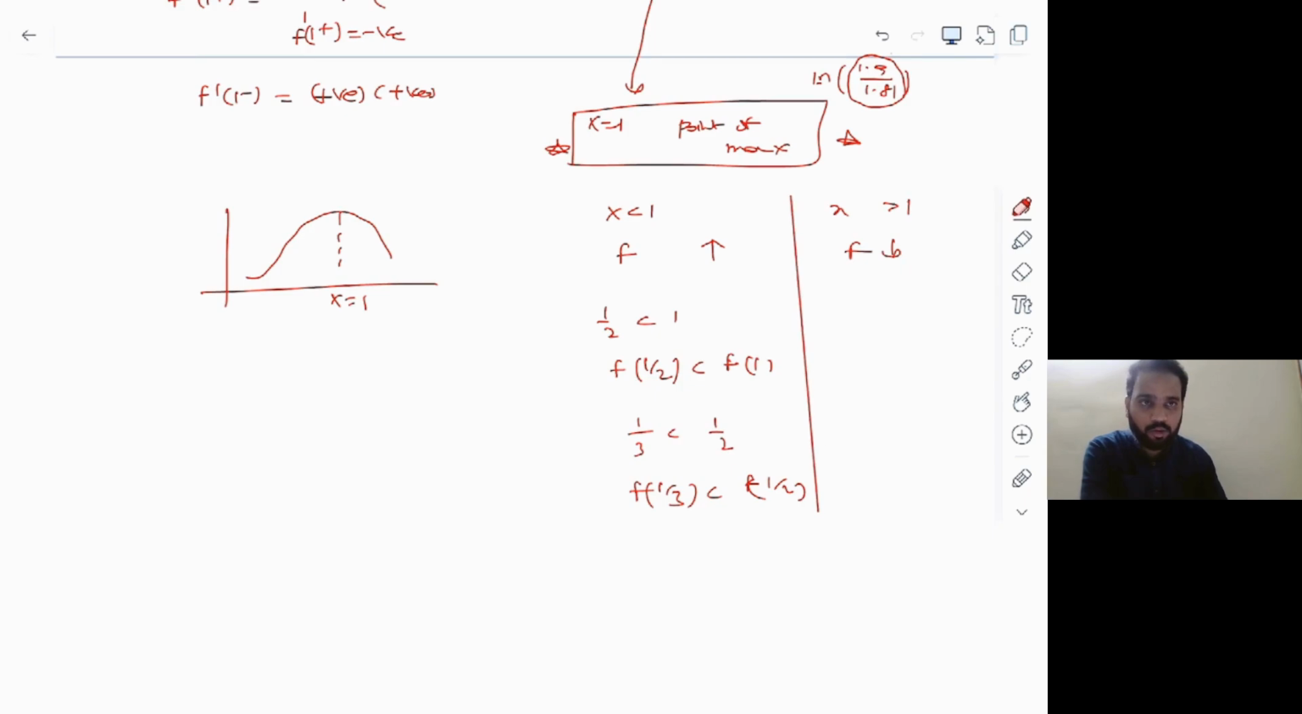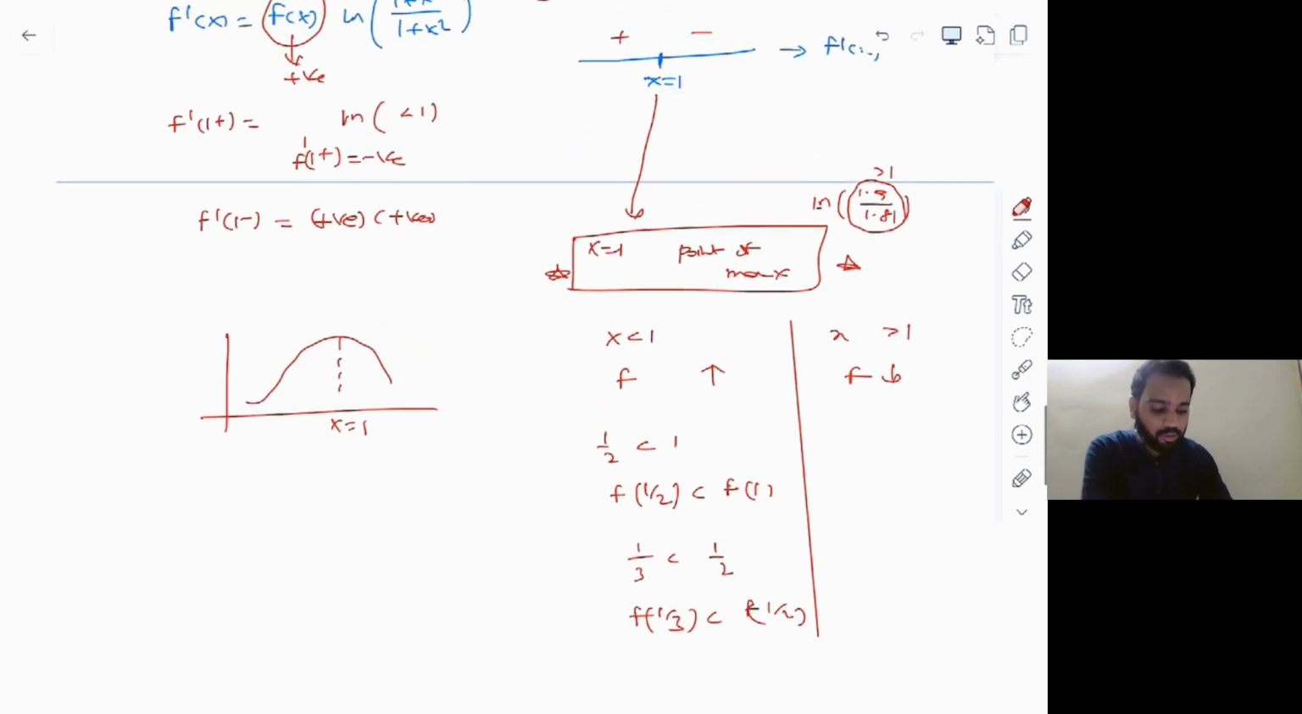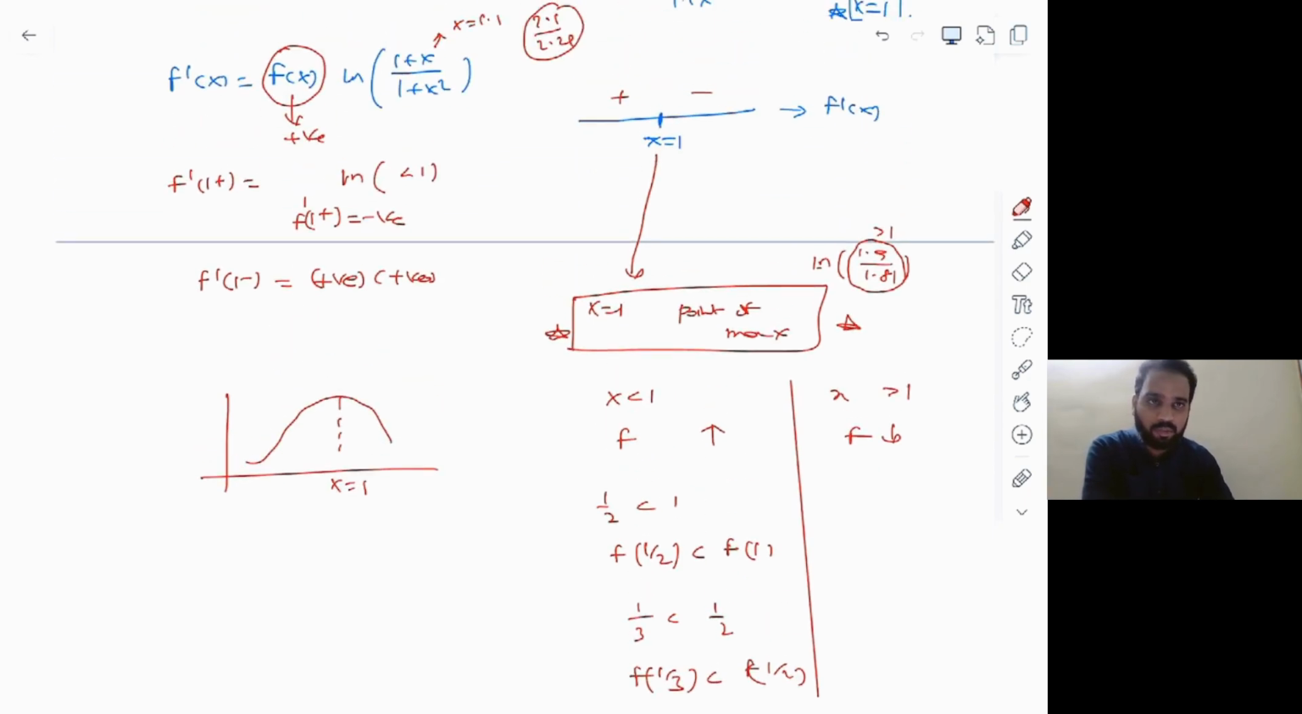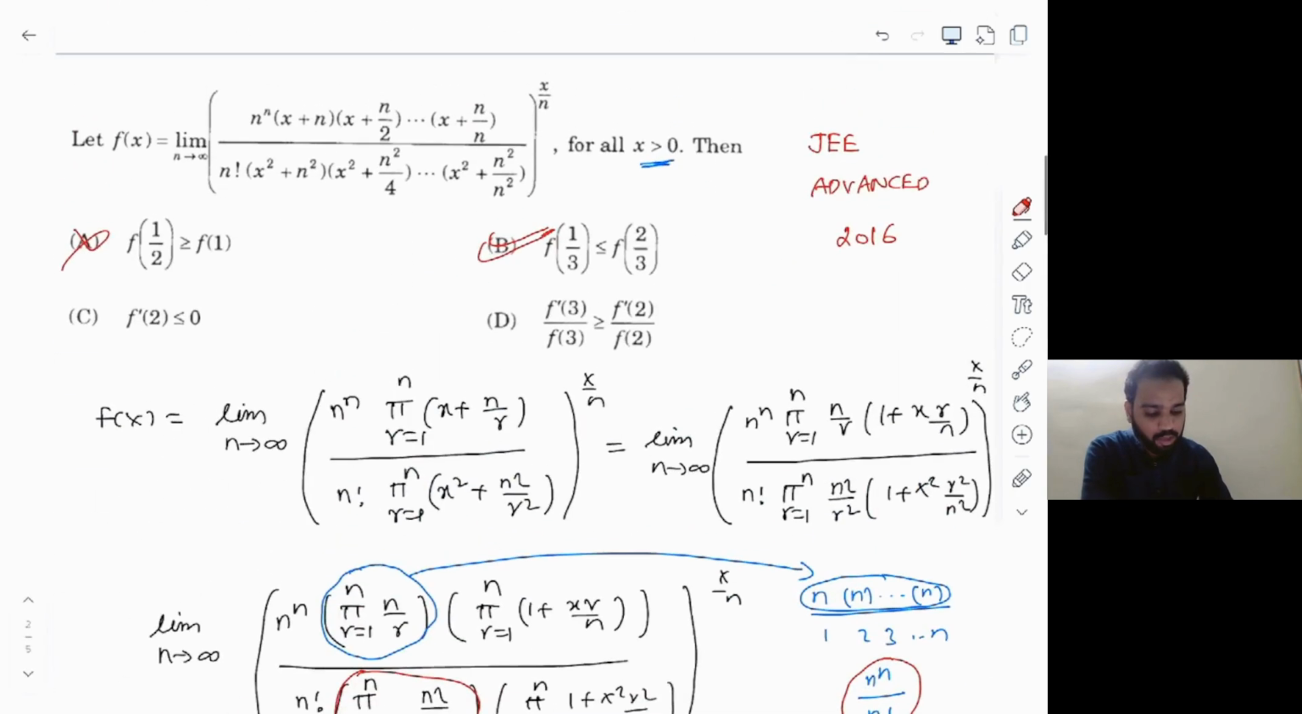Now I hope it is clear, and that's the reason we should know whether it is increasing or decreasing before 1 and also after 1 here. So we have verified option A and also option B. What about option C here? F dash of 2 value.